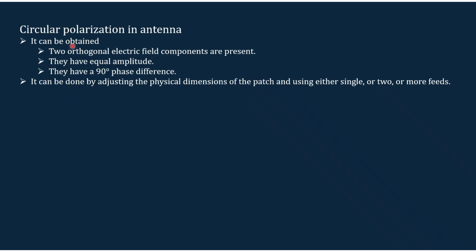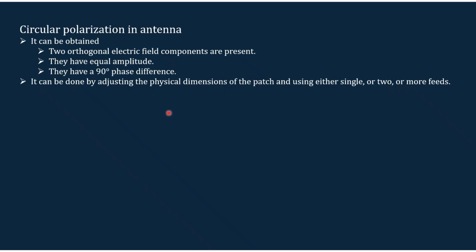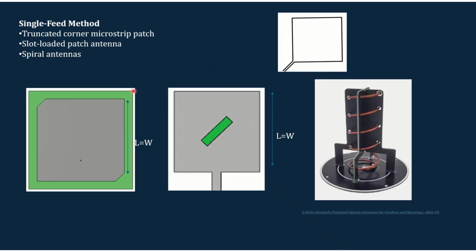If we want to achieve circular polarization in an antenna, as we saw earlier, it should have two orthogonal electric field components with equal magnitude and a 90° phase difference. That is what we have seen here. So we can achieve circular polarization from an antenna by adjusting the physical dimensions of the patch, or by using single or multiple feeds. Let's see how we can achieve circular polarization in the case of a patch antenna.